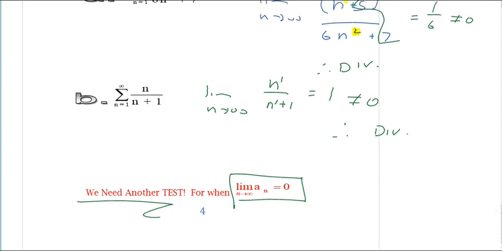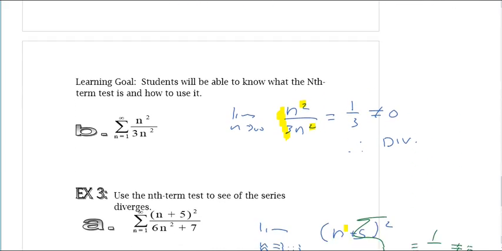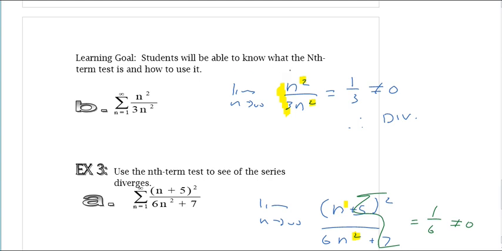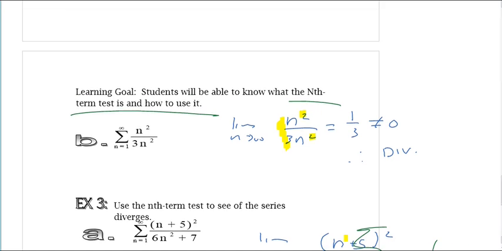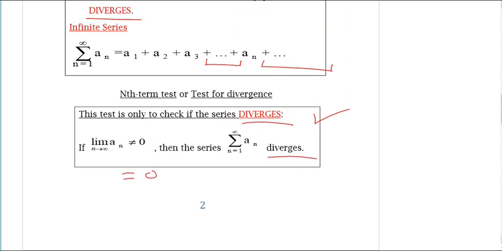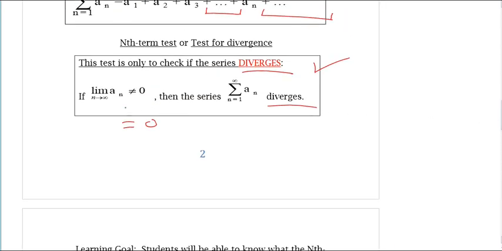There are plenty of tests to learn. So let's go back up and see if we hit our learning goal: students will be able to know what the nth term test is and how to use it. Most definitely, remember that if you get confused, just look back at the actual test. It says that if the limit is equal to anything other than 0, then it diverges. If it's equal to 0, then we need another test.